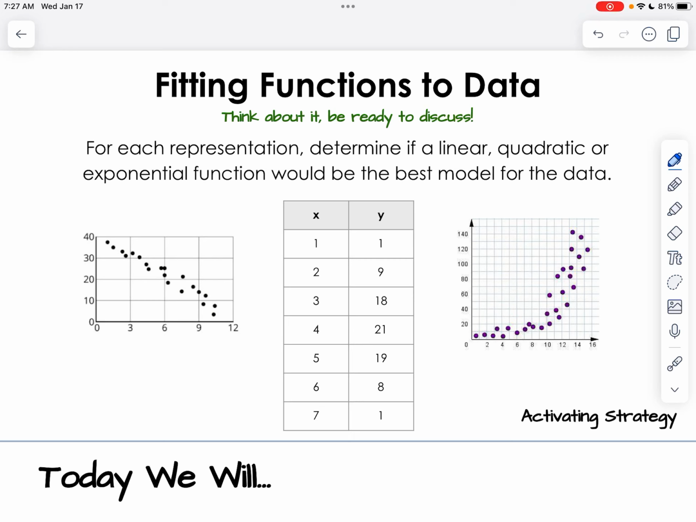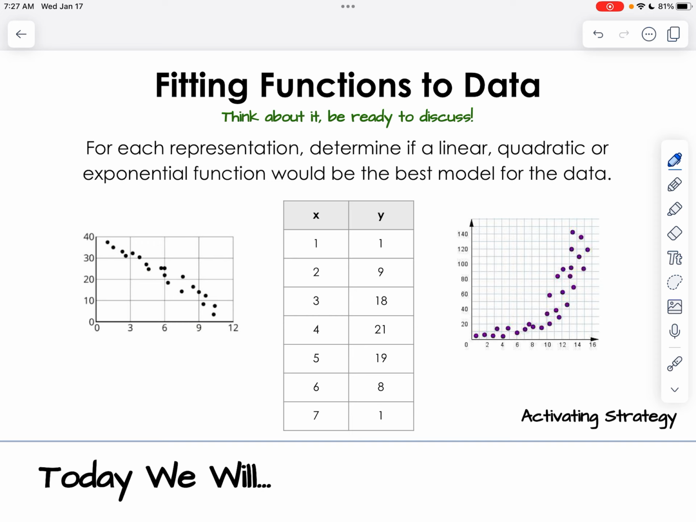This video is going to go over regression models. And so first thing we're going to do is we're going to fit functions to data. So in statistics, when you have data, you try to find which function would be the best fit for that data. Now, it's not going to be exact because data varies, but we try to find which one we think is the best model for what's being represented.